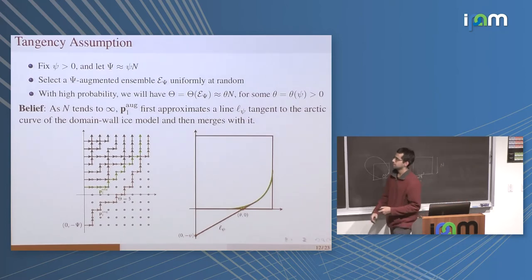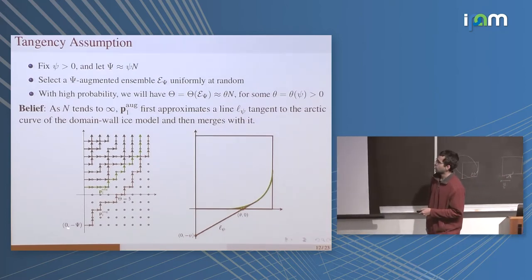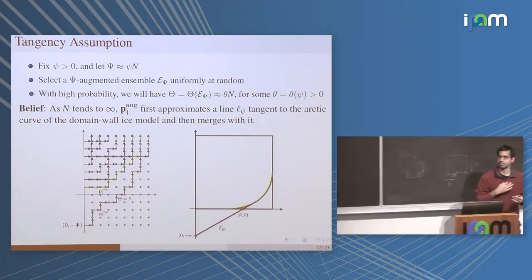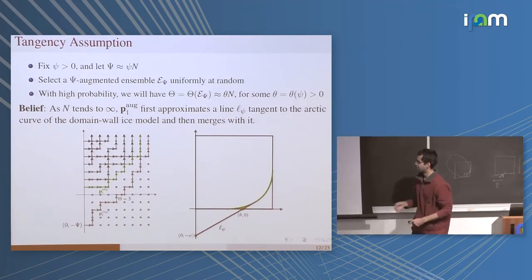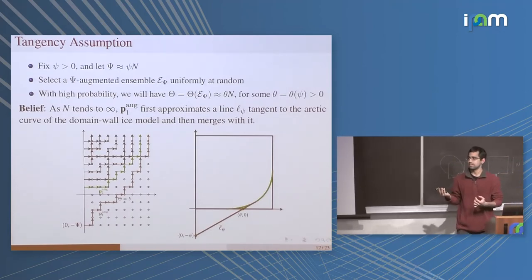But now, one of the beliefs behind the tangent method is that this augmented path, this p1 aug, is going to start out being a line, because it's detached from the other paths in the ensemble. It's going to start out as a line, then it's going to be tangent to the arctic curve, and then it's going to merge with it. This is just the belief behind the tangent method, and there are two reasons why it makes sense. The first is that if you plot it on a simulation, it works. The second is that it gives the right answer.